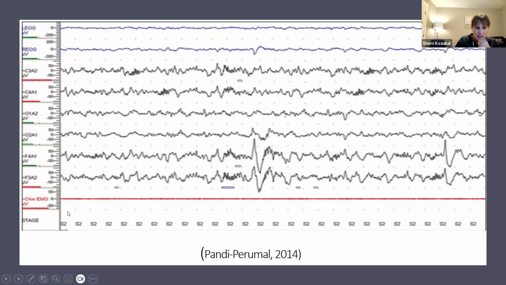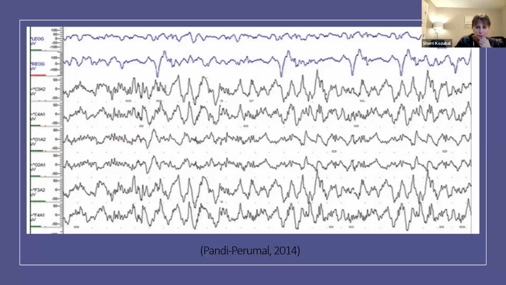Stage 2, you can see that chin is flattened out even more. You can see you've got some of what we call these K complexes happening. We've got what we call spindles that are happening here and here and here, here and here. And these are characteristic of stage 2 sleep. You can see how quiet the eyes are. They're nice and straight. And yeah, nice flat chin. Not completely flat, but flatter.